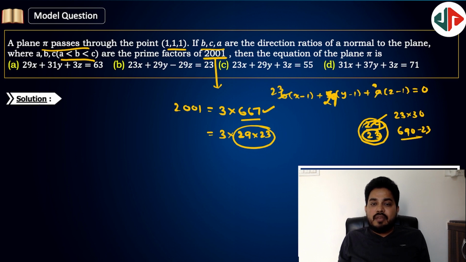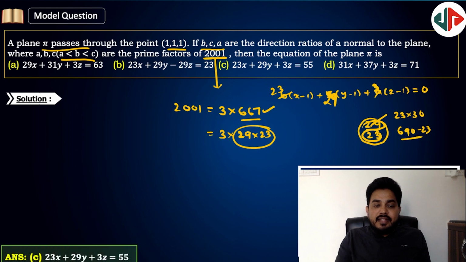This value should be equal to 3. 23, 29 and 2001. So which is the value you are going to get? You will be getting the answer as this one. Look here: B, C, A are the ratios of the normal of the plane. So the answer should be equal to this value.